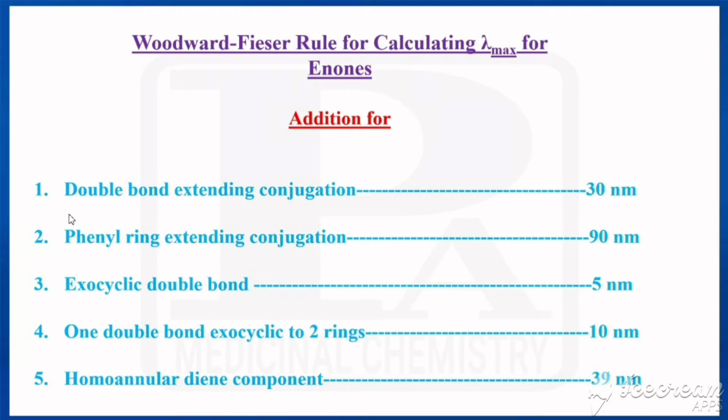Now we'll see some addition values. If there is a double bond extending conjugation, we have to add 30 nanometers. If a phenyl ring is extending conjugation, we have to add 90 nanometers. If there is an exocyclic double bond, 5 nanometers would be added. If one double bond is exocyclic to 2 rings, we have to add 10 nanometers. If there is a homoannular diene component, we have to add 39 nanometers.